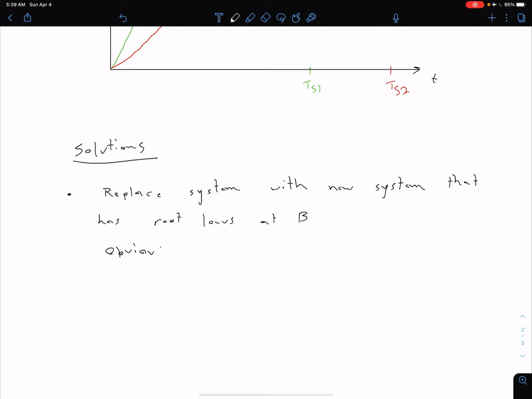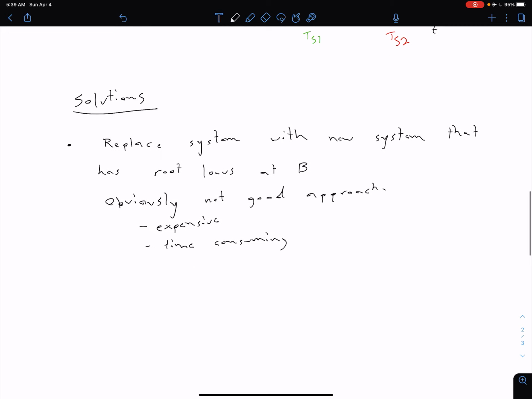So obviously this isn't going to be a good approach because we don't want to be redesigning, redoing, just completely overhauling, replacing a system each time we want to make some little change. So obviously not a good approach because it's of course expensive if we're doing this even just once, let alone multiple times. It's time consuming because again, remember there's some physical system behind this root locus, and it's not a good long-term solution either.